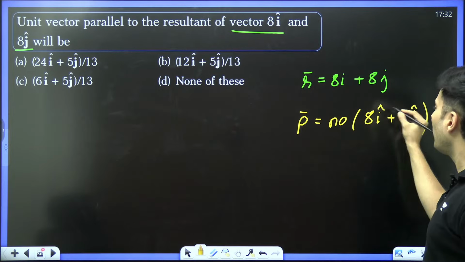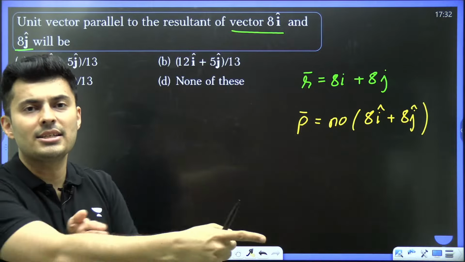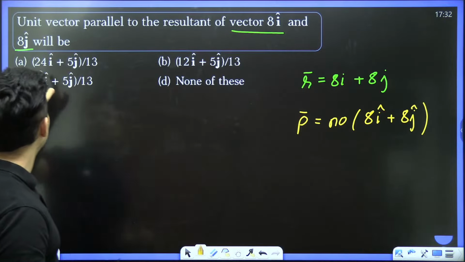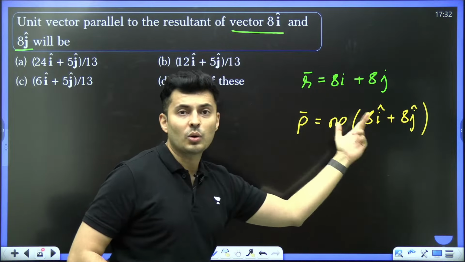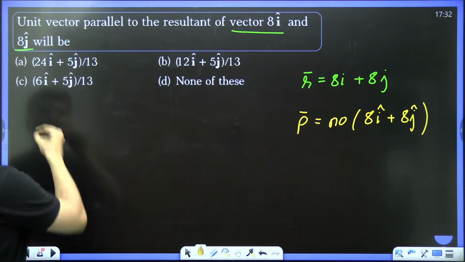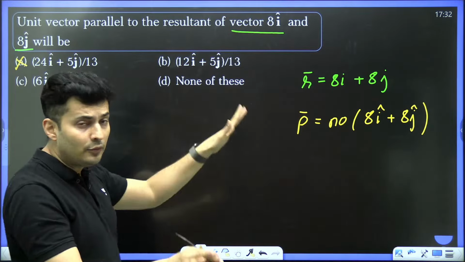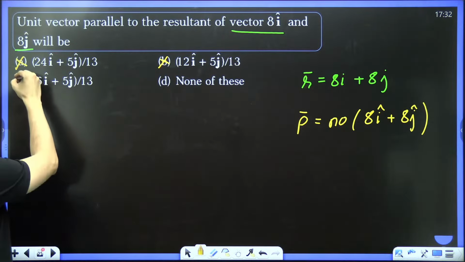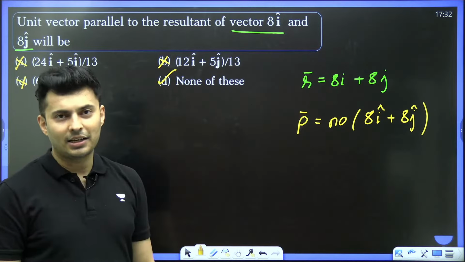It will be some number, some 3 times, 5 times, 7 times, because you will just be changing the length; their directions will be the same. Now if you notice, 24 and 5, they both are different coefficients. So definitely A can't be the answer. 12 and 5, different coefficients, can't be the answer. 6 and 5, can't be the answer, different coefficients. So none of the above is the correct answer.